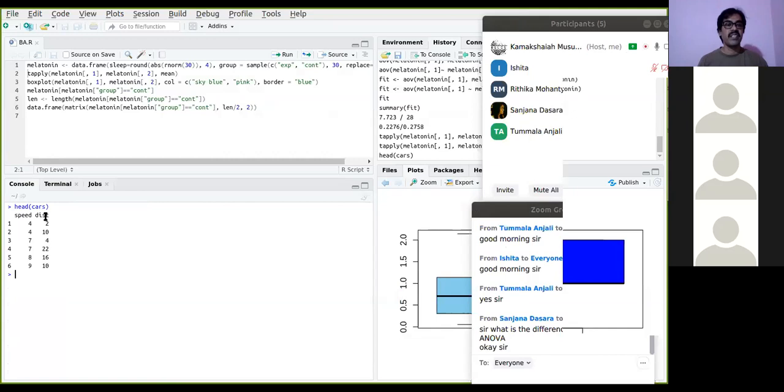Now, correlation. Suppose you want to, let me show you data cars, head of cars. You see, you have the speed and distance. And in this case, both y and x are numerical, non-categorical. You see here, there are no categories. They're all, you know, integers.